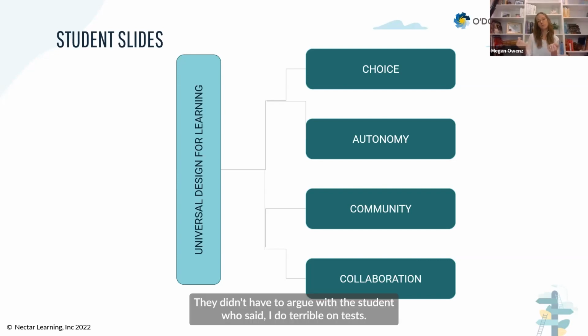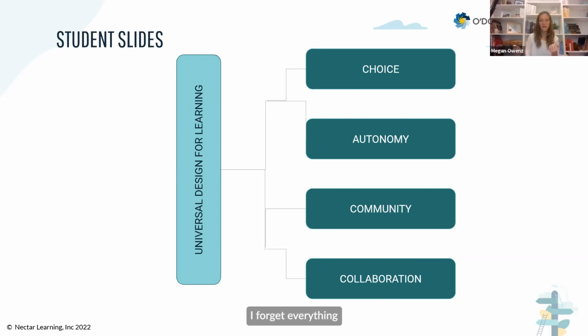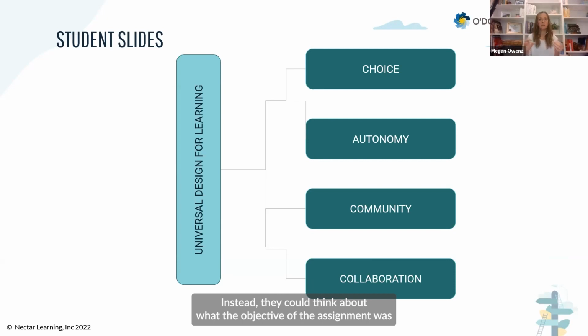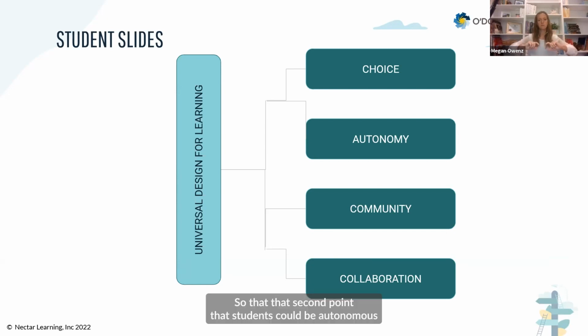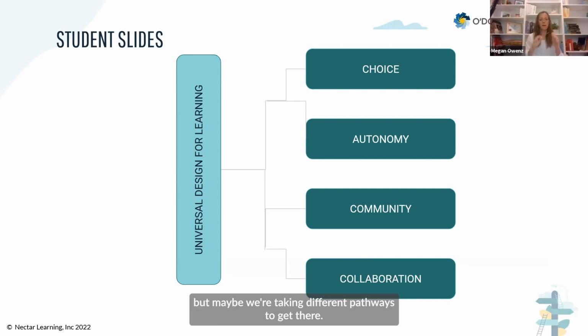They didn't have to argue with the student who said, I do terrible on tests. I get tremendous amounts of test anxiety. I forget everything. Or it takes me a really long time to read and I'm affected by time limits. Instead, they could think about what the objective of the assignment was and how there might be multiple paths to achieve that. So that second point, that students could be autonomous. So we're all getting to the same endpoint in the class, but maybe we're taking different pathways to get there. And that by doing things this way, where we're not pitted against one another, we're developing a sense of community and a sense of collaboration.